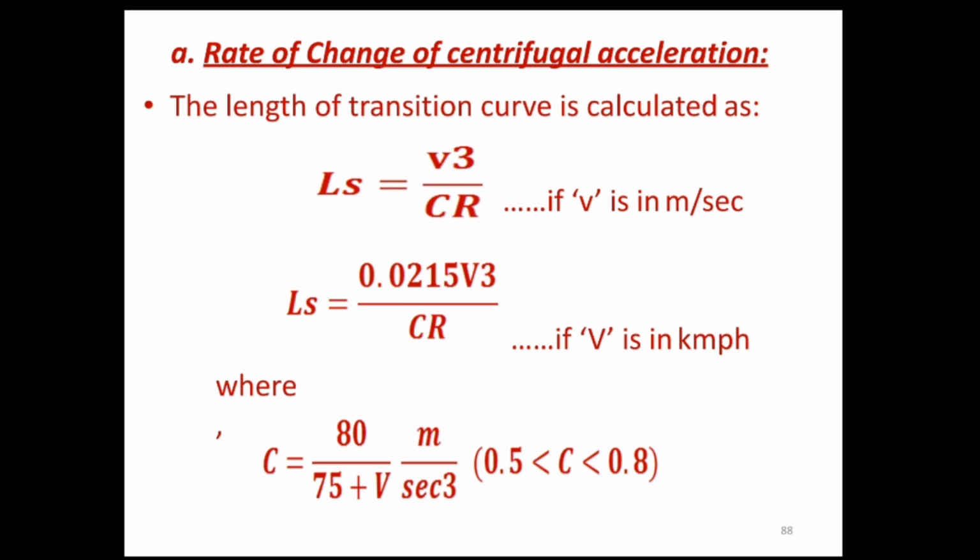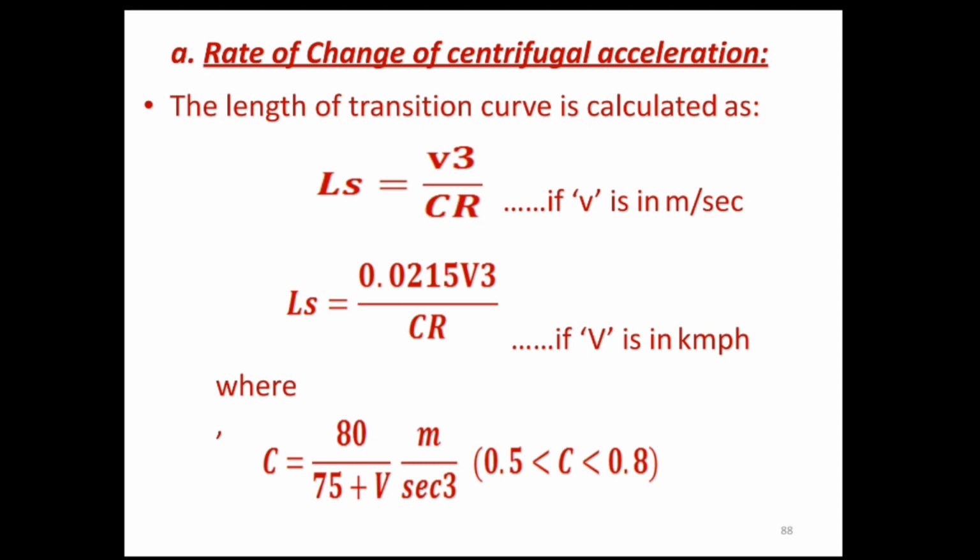Now, A part, rate of change of the centrifugal acceleration. At the tangent point, the centrifugal acceleration v squared upon r is 0 as the radius r is infinity. At the end of the transition, the radius r has the minimum value Rm. Hence, the centrifugal acceleration is distributed over a length Ls of the transition curve, and it is distributed at a low rate so that it will not cause discomfort for the passengers of a vehicle traveling at the design speed v, with the velocity in meters per second.